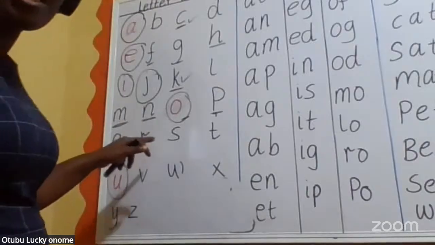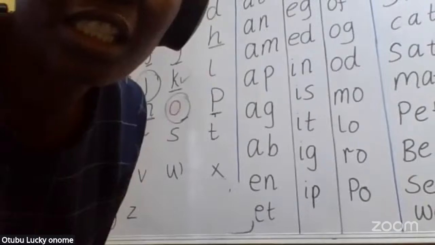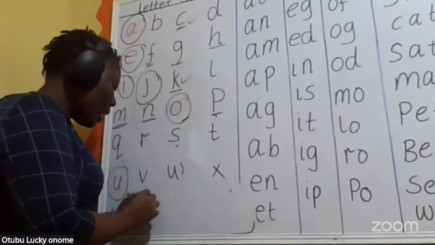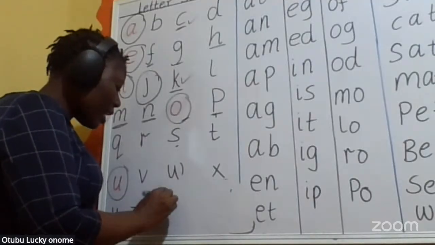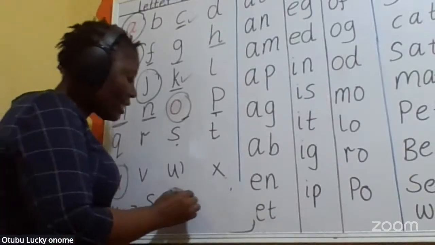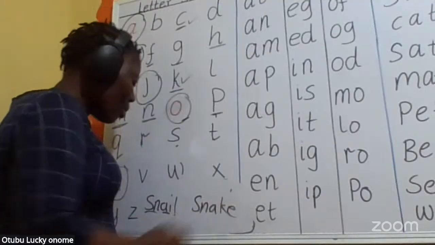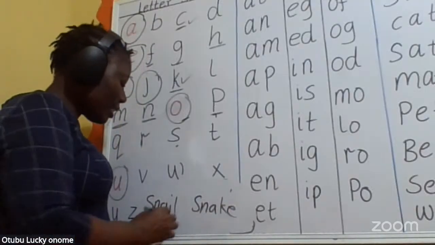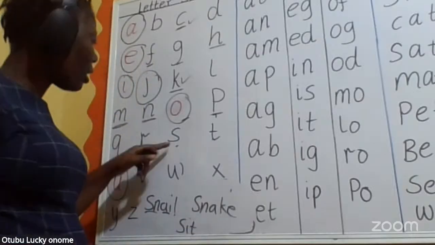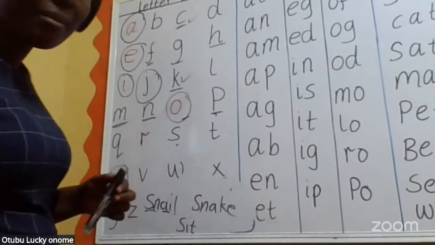The next sound is this one. We have words like snail, snake, and sit.